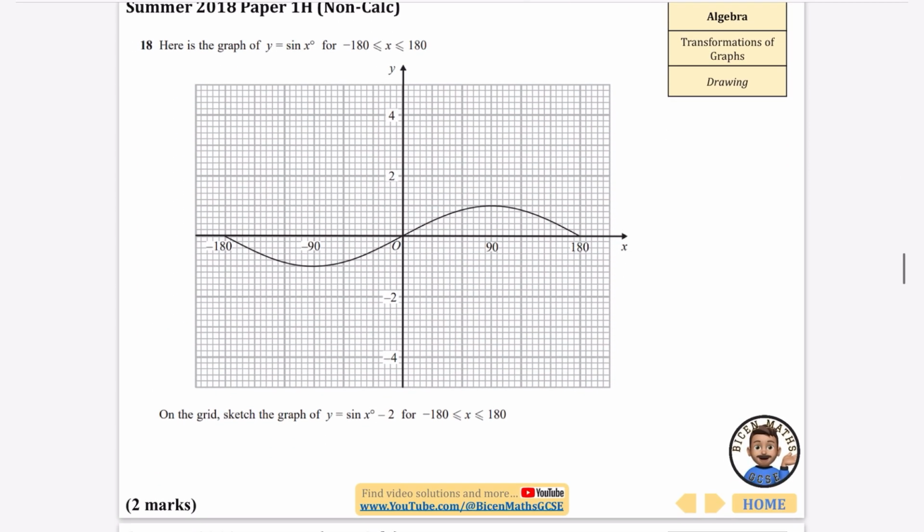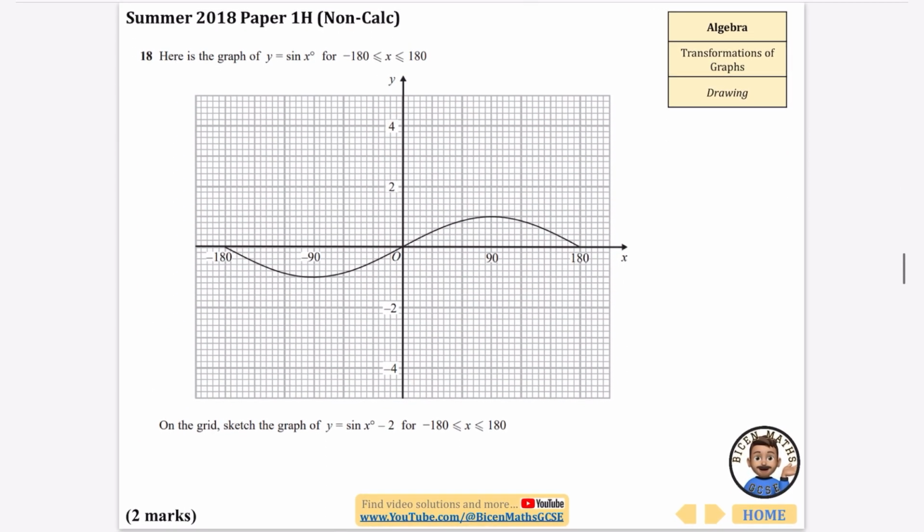Okay, so now for this next one, it's a non-calculator paper. Here is the graph of y equals sine x. On the grid, sketch the graph of y equals sine x minus 2. So this minus 2 means that it is going to shift 2 spaces downwards. It's because it's happening outside of the sine function, it's happening as an after thing, a bit like in that previous question.